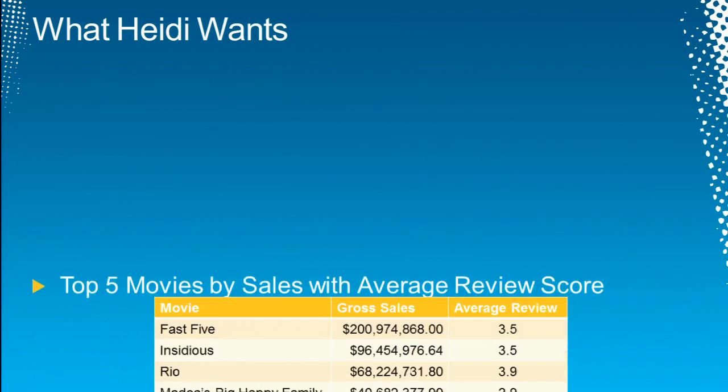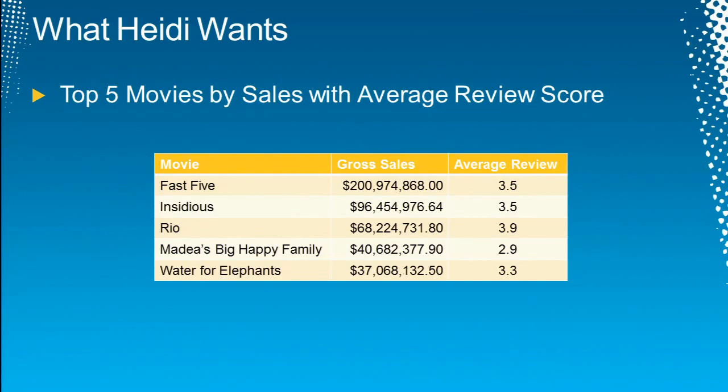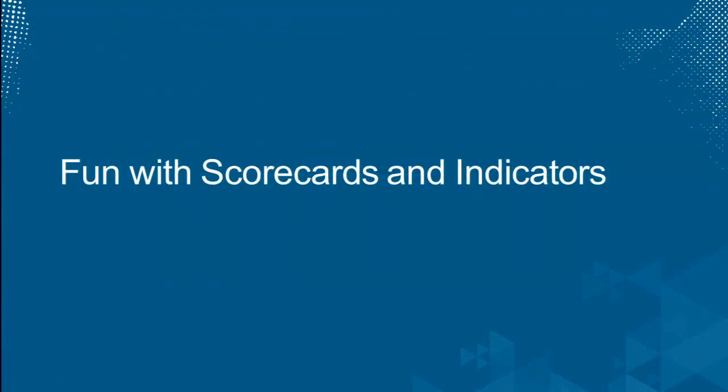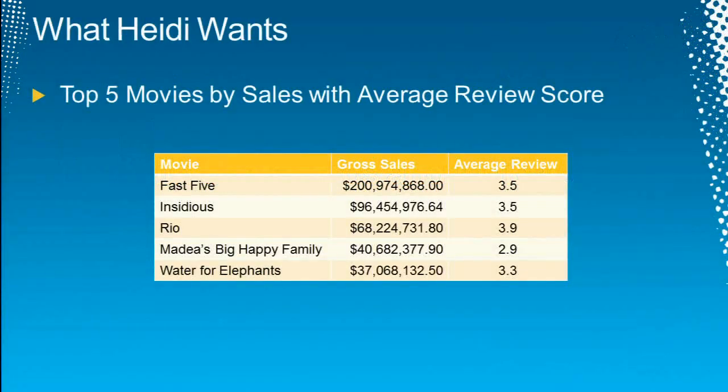So what Heidi would like to see is a scorecard that has the top 5 movie reviews, their sales, and their average review. But what she'd really like to see, I must have missed that slide. Why is that not on there? There should be another slide here that shows Amazon-style indicators. That's what we're going to do with the indicators: the 5-star with half-star increments to show your ratings.